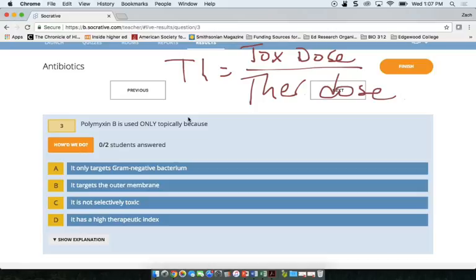Something that is a very toxic drug will have a low toxic dose. Let me rephrase that because I screwed myself up. Something that's toxic has a low toxic dose. High toxicity, in other words. Okay, good, no problem.